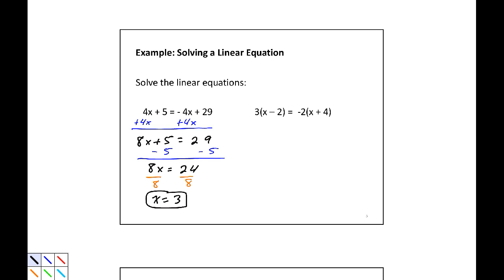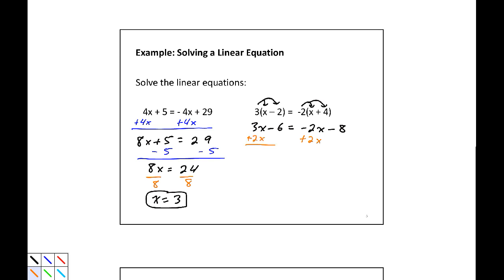All right, my last equation that we're going to work. I need to distribute, actually on both sides, because I need to simplify both of these. So on the left side, that is 3x minus 6. And on the right side, that's minus 2x minus 8. Negative times a positive is negative. Now I'm going to move my variable terms to the left, so I'm going to add 2x.